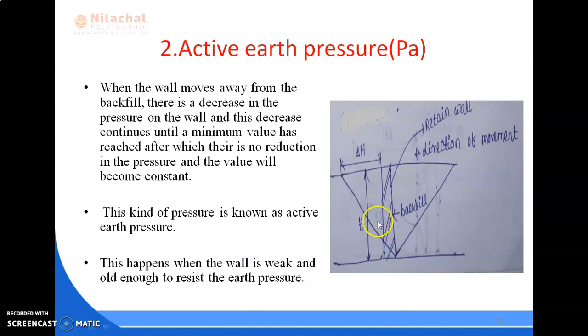So this is a figure which shows the retaining wall, the initial position. This part is the backfill, this is the retaining wall, and this shows the movement of the retaining wall away from the backfill. So what happens is the pressure of the backfill on the wall decreases up to some extent. After that this pressure remains constant. So the change, or the movement of the wall, is del H.